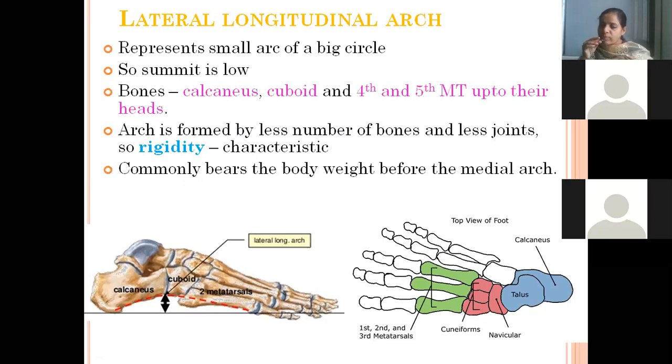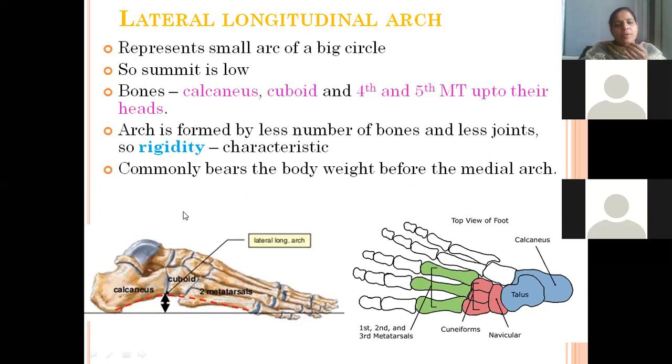So the previous one was resiliency. That means more movements are possible because the number of bones and joints were more with the medial arch. Whereas the number of bones and joints are less with the lateral arch, because of which it is not so flexible. That means it is a little rigid in characteristic. So commonly it is also bearing the body weight before the medial arch. That means it is receiving more of the body weight, and it is not concerned more with flexibility and movements. Is it clear?